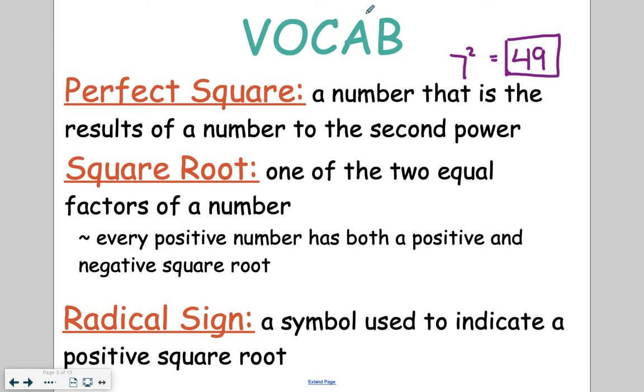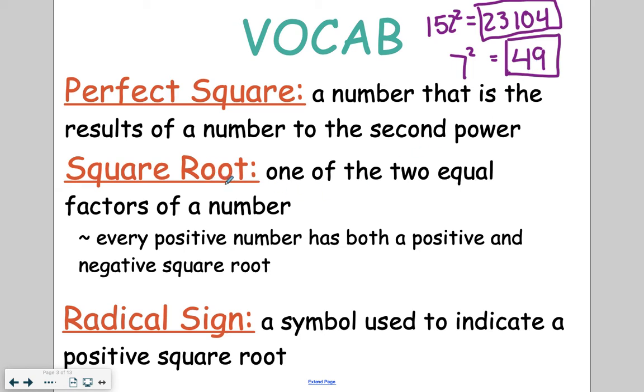You could have done 152 squared, and when you get that answer, that's going to be 23,104. This is also a perfect square. So any number that's the result of squaring is a perfect square.